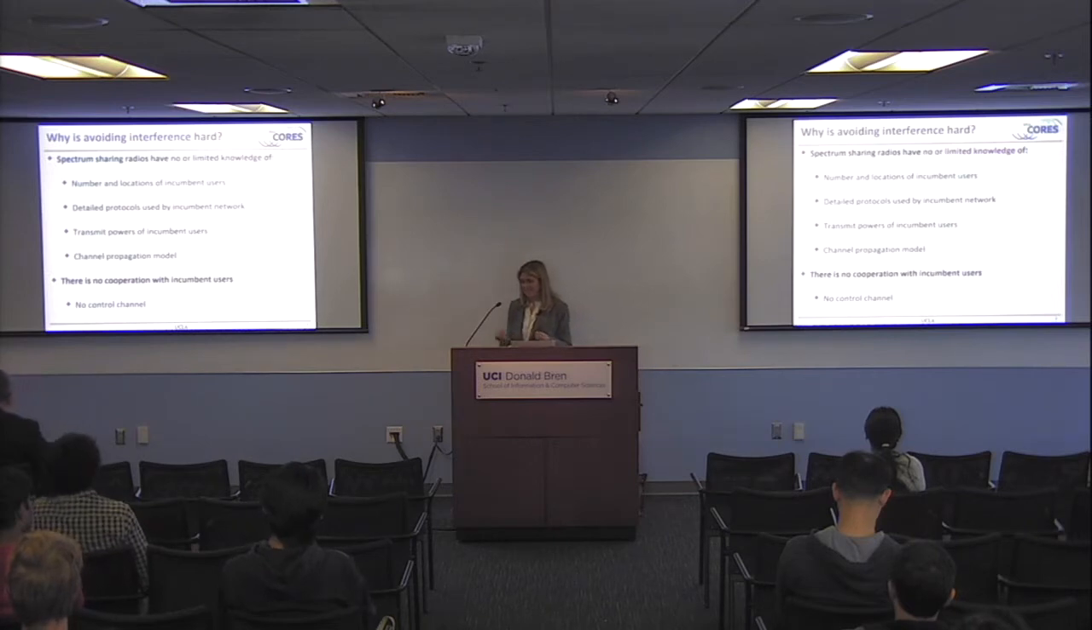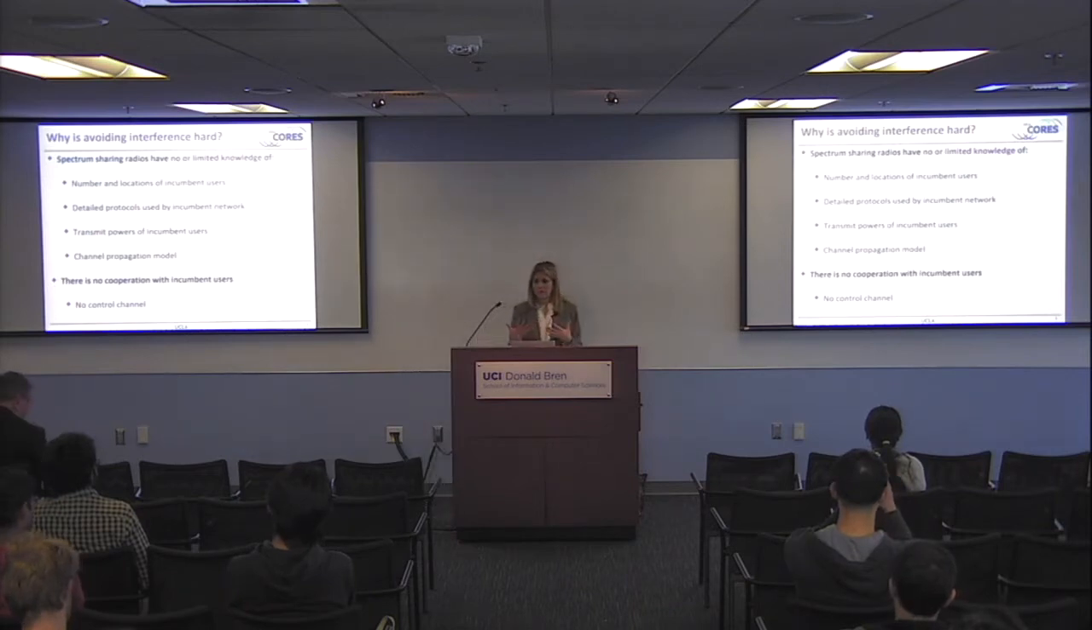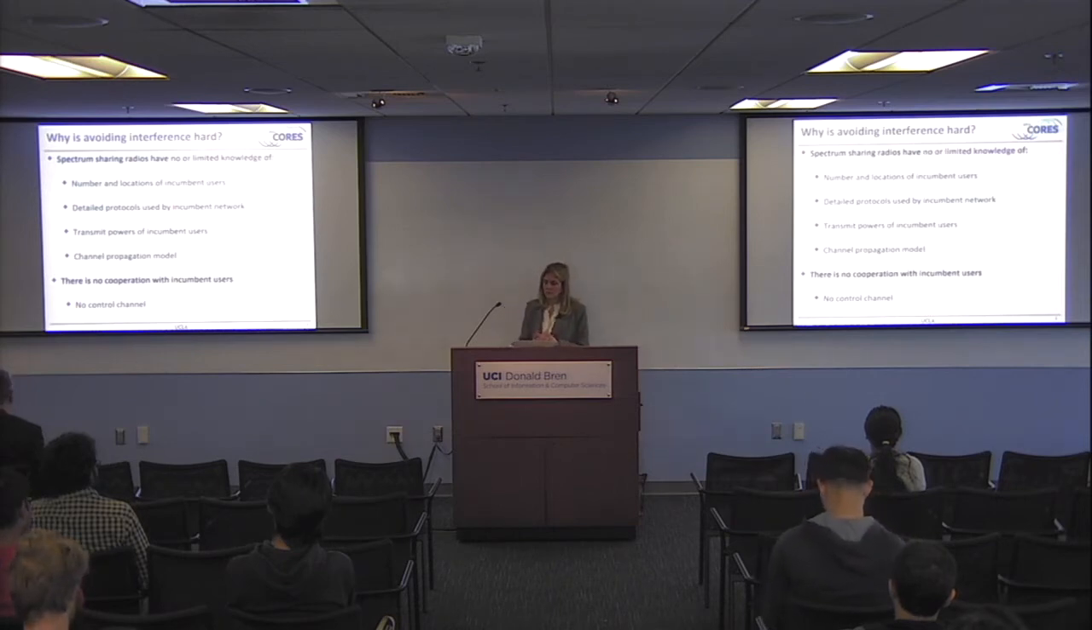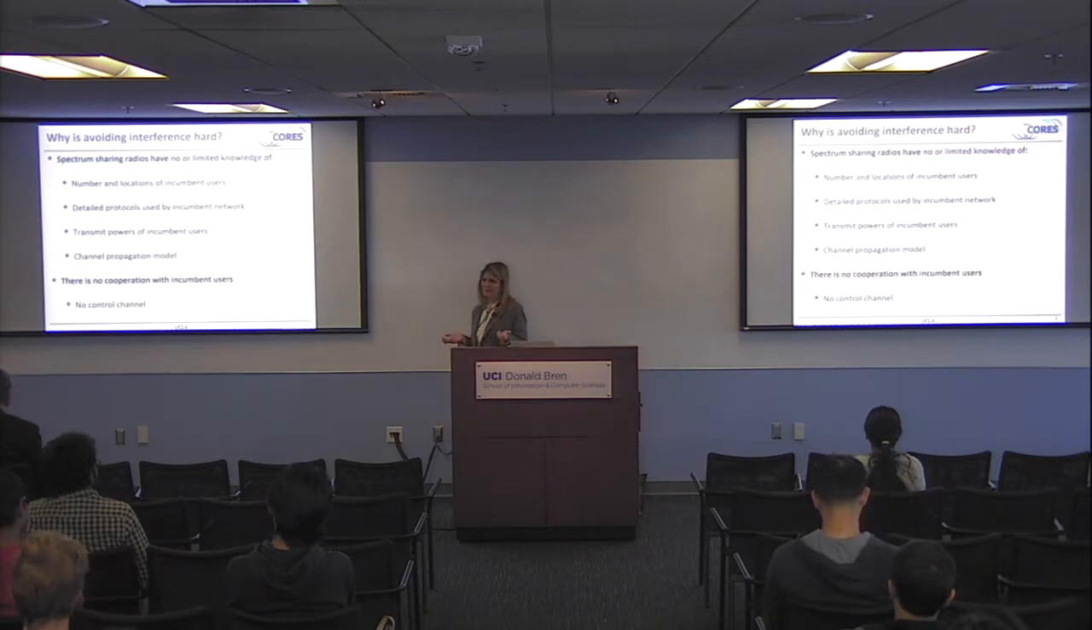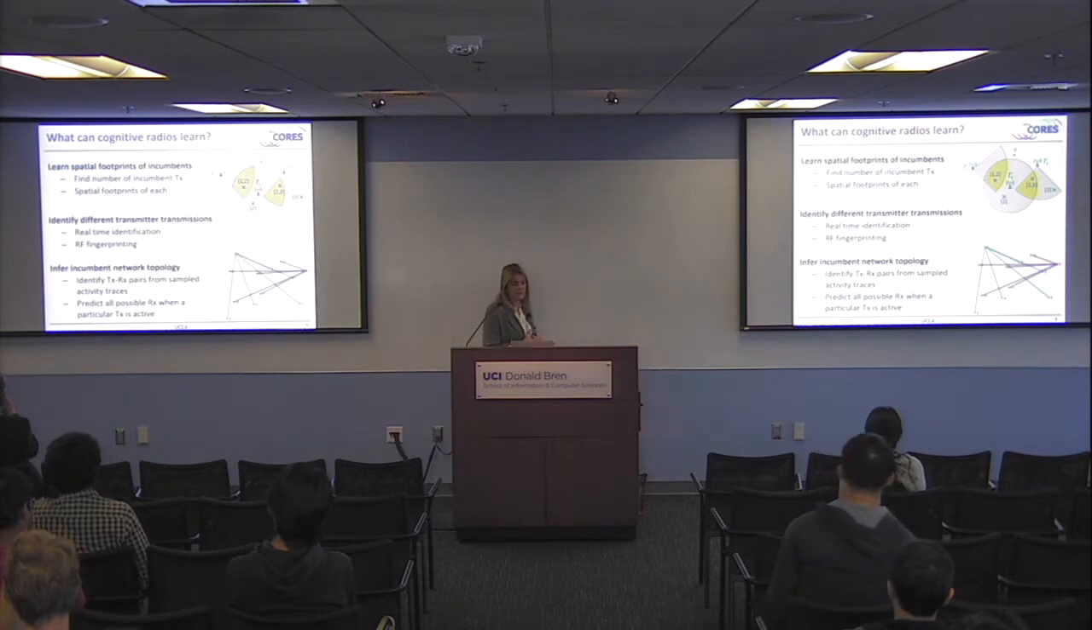But in essence, what makes this problem hard is that we assume that there is no cooperation. If you had some sort of controlled channel, maybe primary users could communicate this information, or you could use it to better estimate. So that puts us in a very difficult position of doing everything blindly, okay?